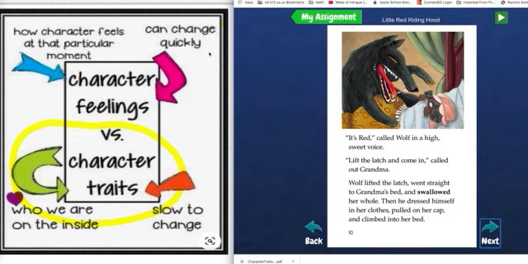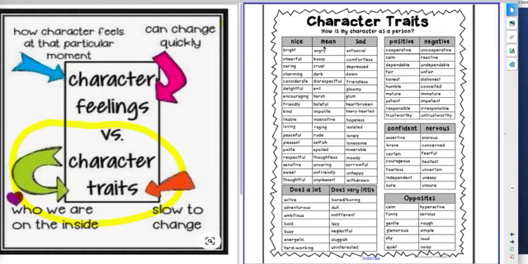So I would say, as I'm looking at this chart, Wolf is mean. He's a mean character. That's his trait. That's slow to change. He was mean throughout the entire story. Now I want to choose a grown-up word. Maybe I'll choose the word evil, or I'll come up with my own word like wicked, so that really matches how he was behaving.